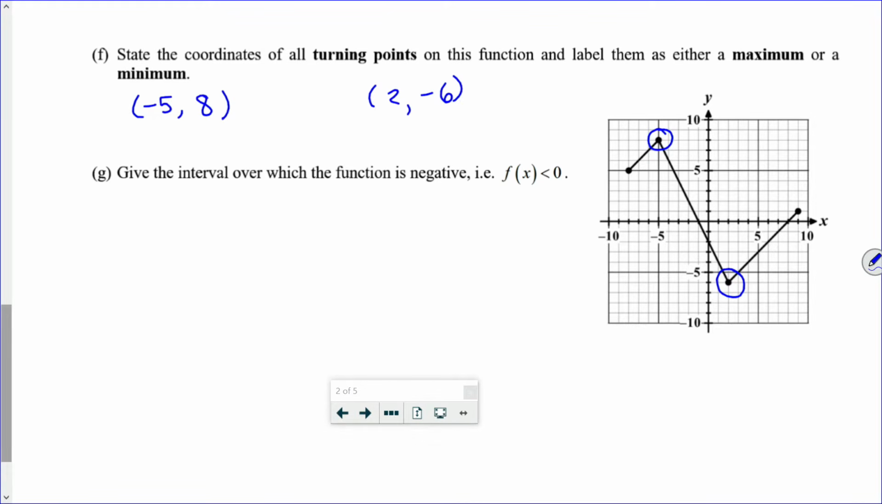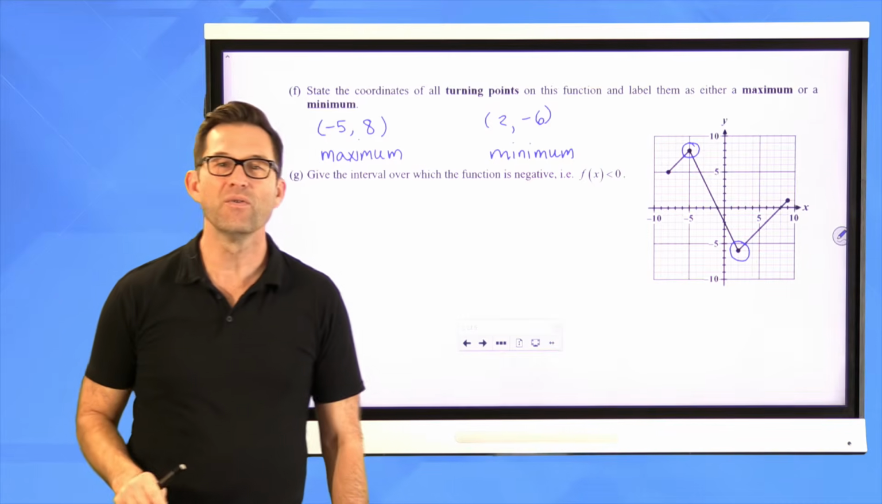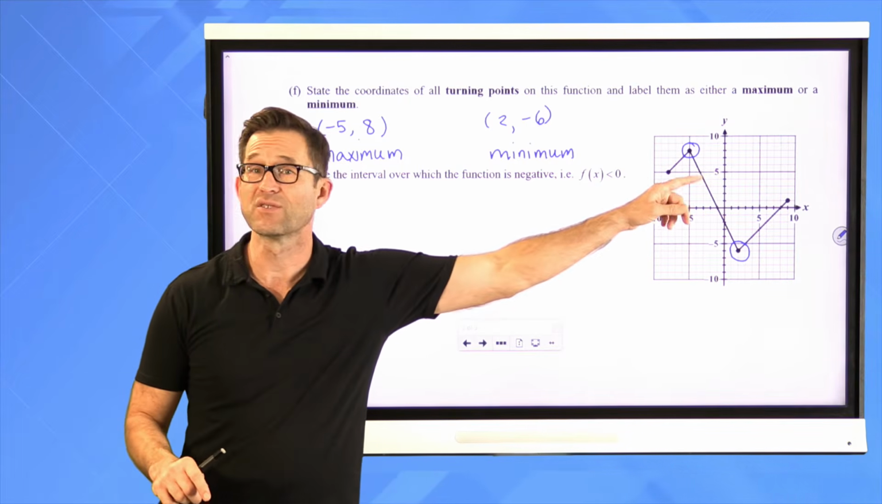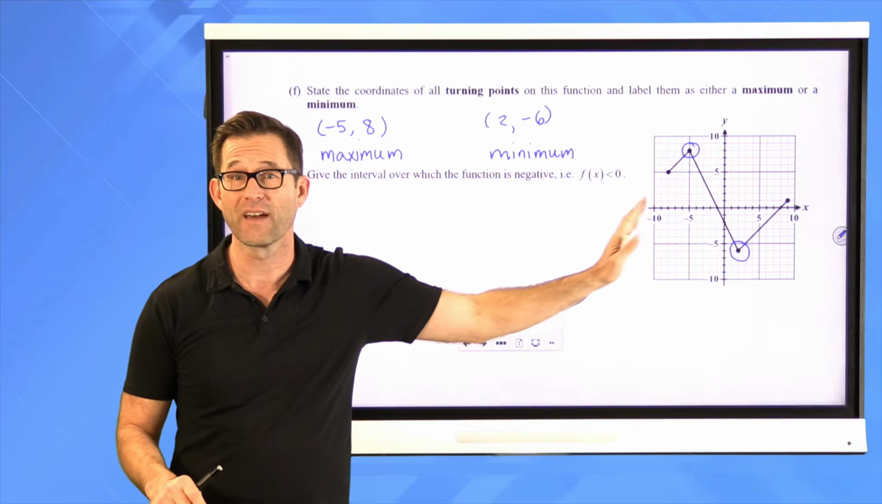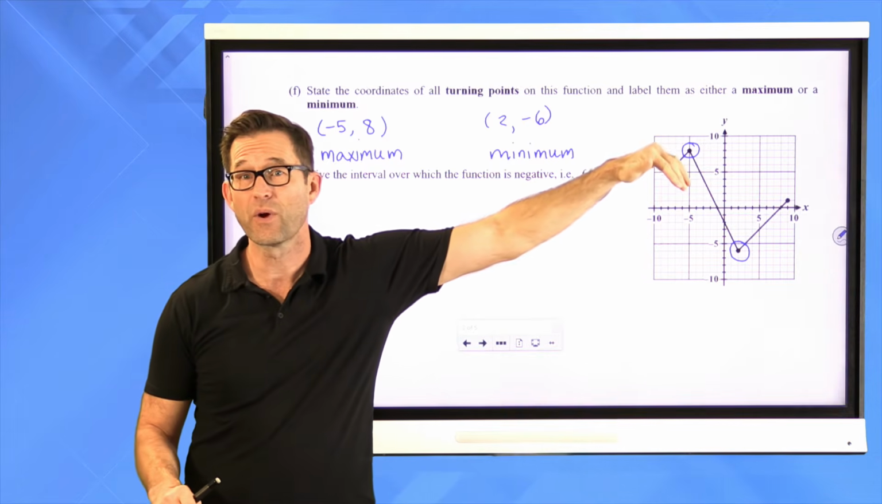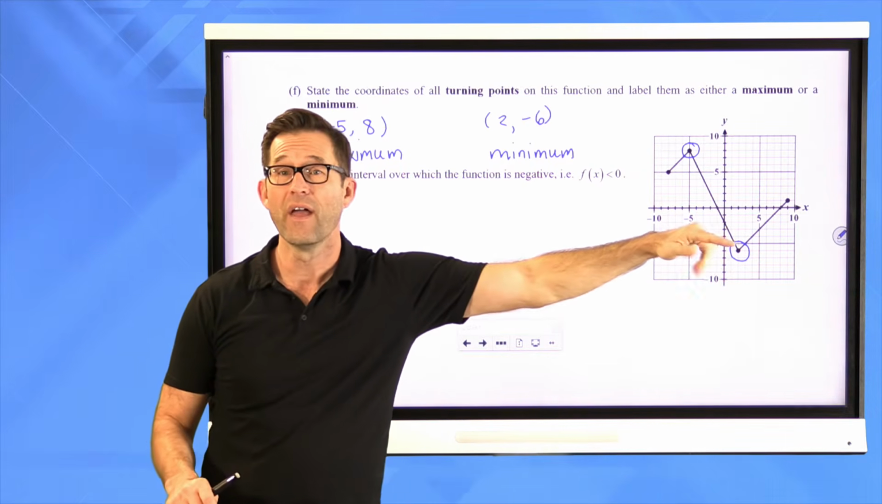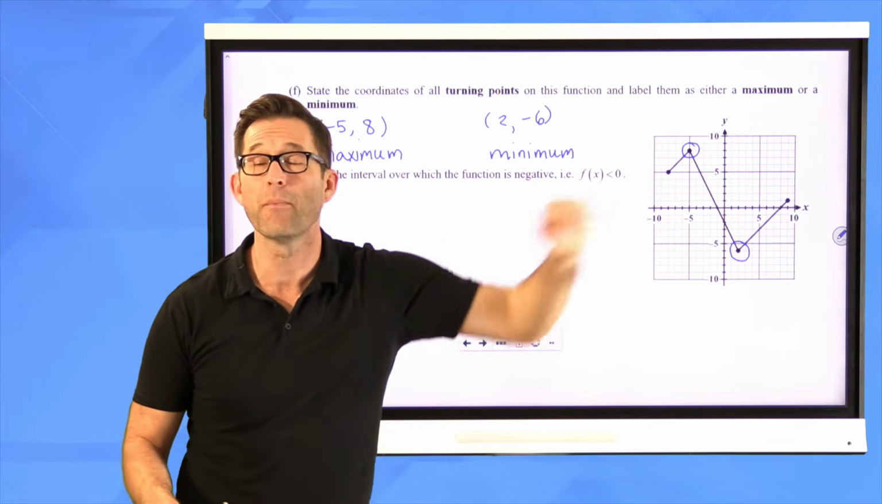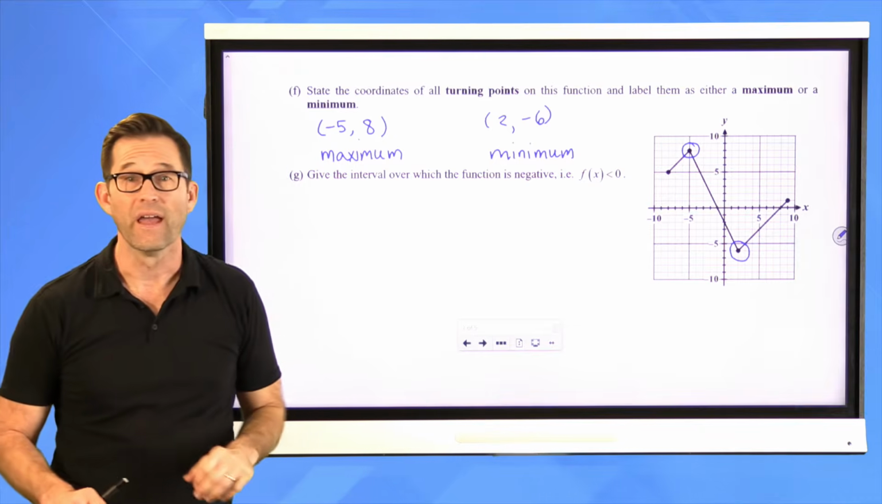The one that's at (-5, 8) is what we call a maximum. It's at the top of a hill, right? And the one at (2, -6) is a minimum. It's at the bottom of a hill. And those, I think most students feel very comfortable with because, one, they're very obvious, right? That one's at the top of a hill, and it's kind of like if you were going up the hill, that's where you'd change directions and go down the hill. And then this one's at the bottom of the hill, that's where you would change directions and start to go up the hill.